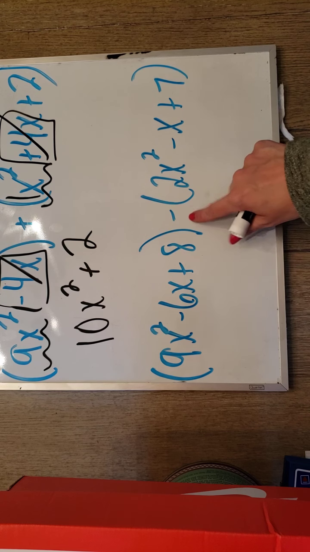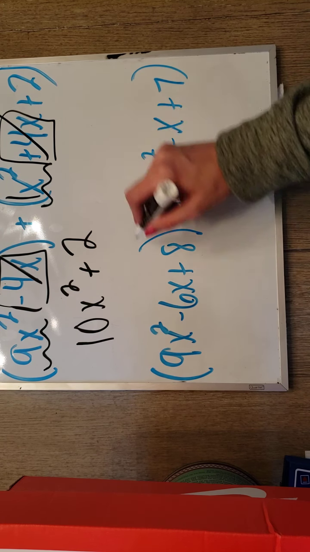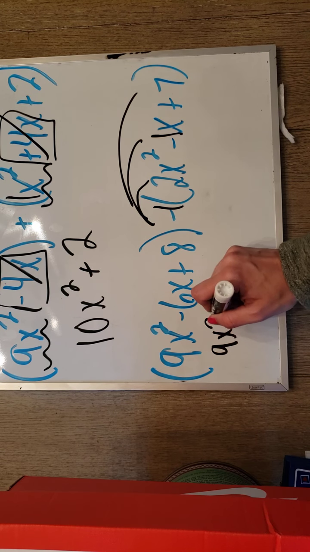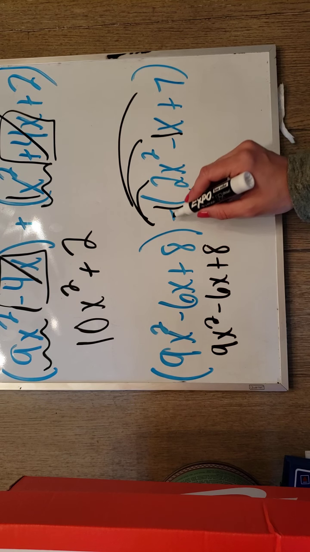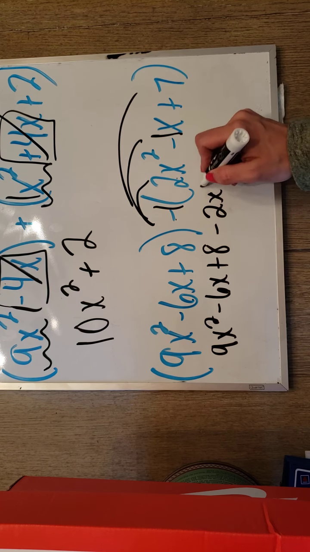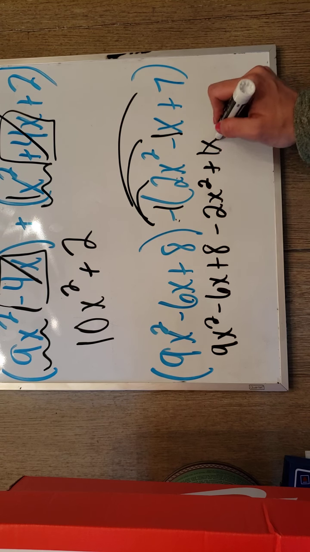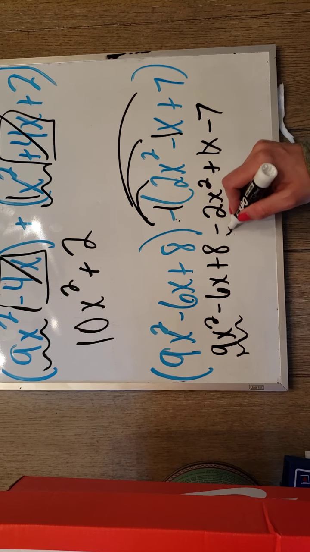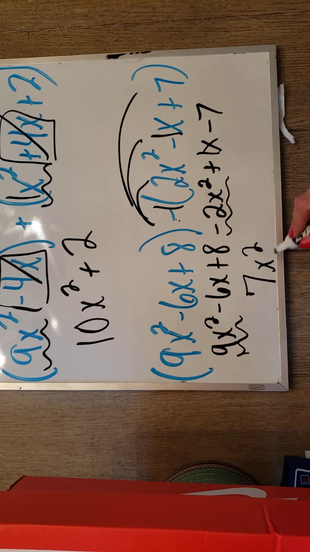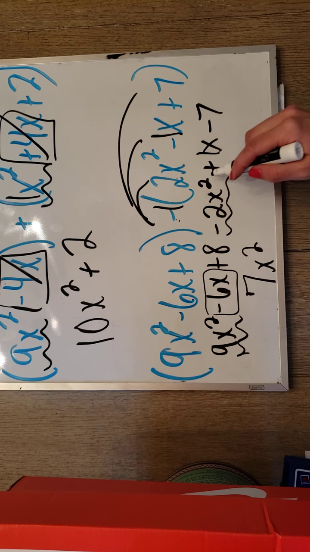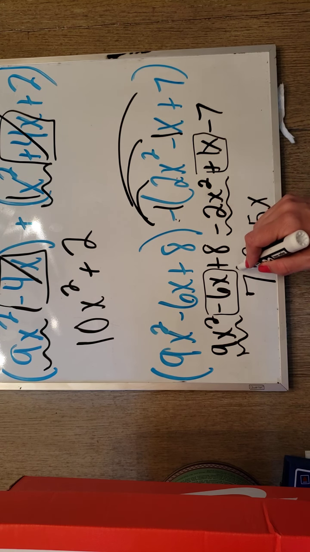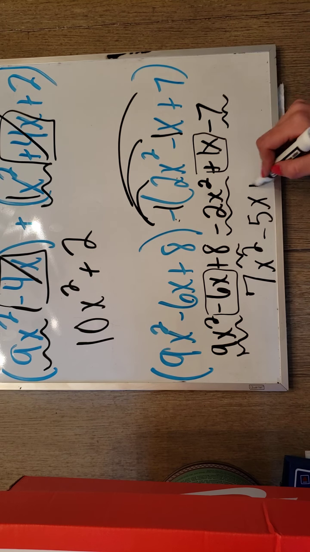All right, this one, we're subtracting, so put a minus. And put your 1 here. Ooh, hopefully I don't run out of room. Drop your first parenthesis. A negative times a positive is a negative. A negative times a negative is a positive. And a negative times a positive is a negative. Look for your highest exponent. We're combining the x squareds, which gives us 7x squared. Then we have negative 6x plus 1x, which is negative 5x. And 8 minus 7, which is a positive 1.